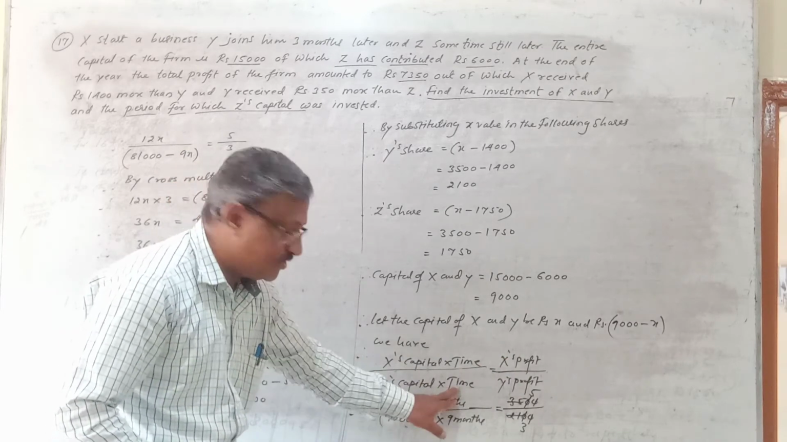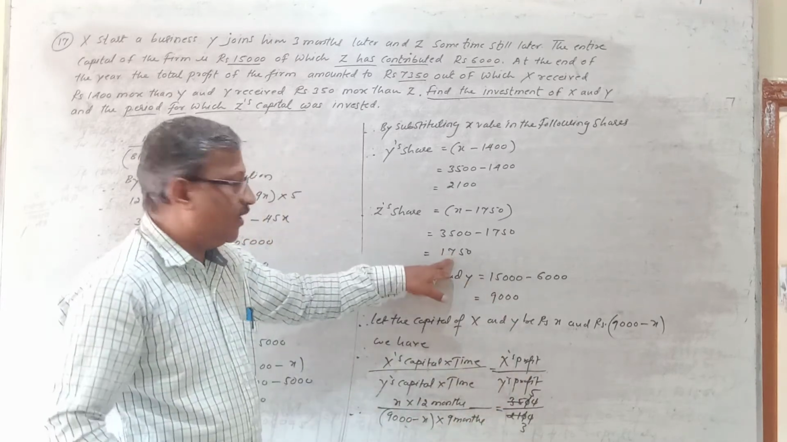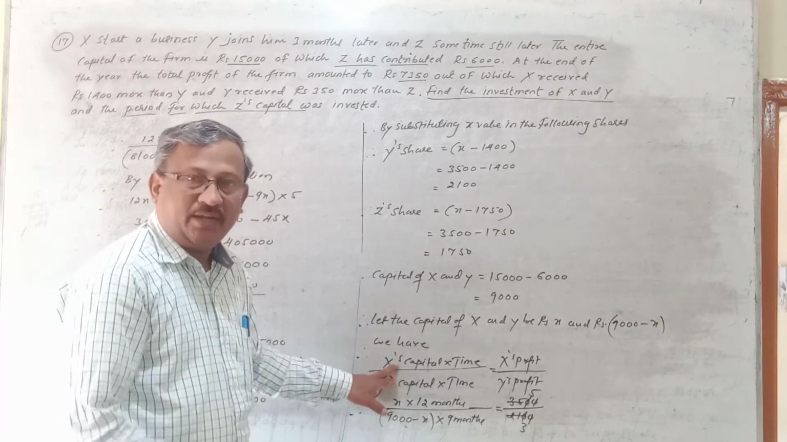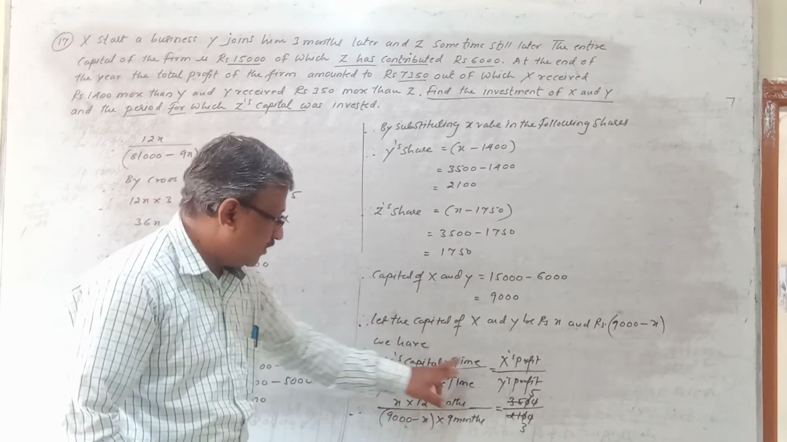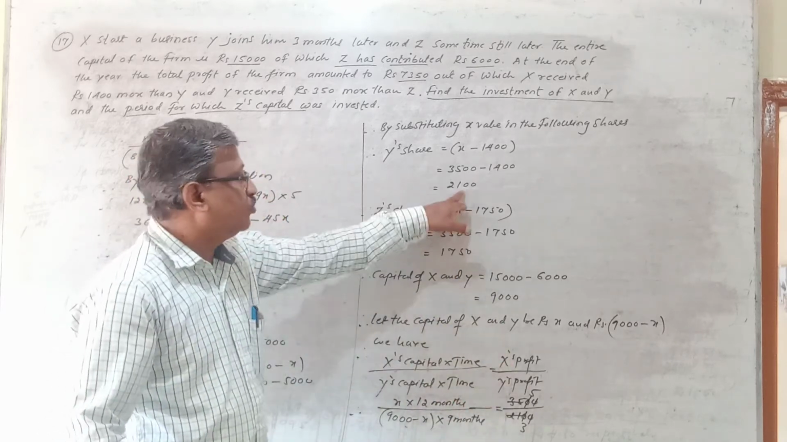Z's capital is known, but his time is not known, that we have to calculate. But his profit is also known, which we have calculated here. How much is it? 1,750. So you can take here Y's capital also. If you take Y's capital, then you have to multiply by his time. How many? 9 months. And his profit is also known. How much is it? 2,100.